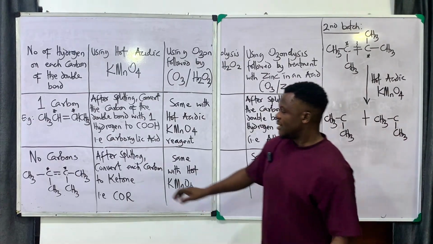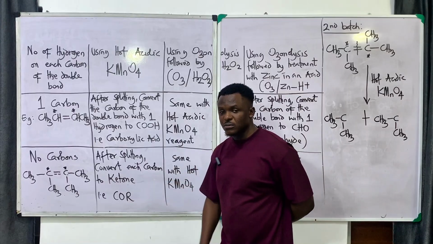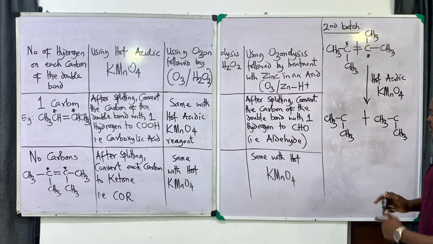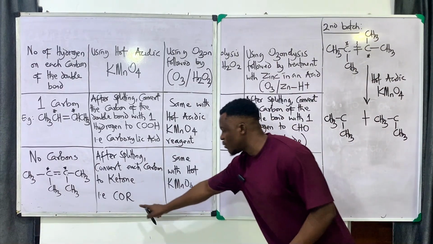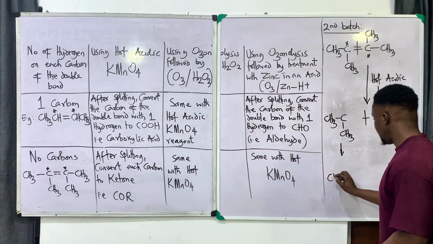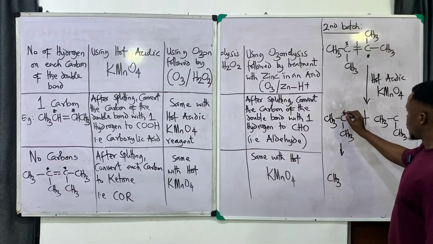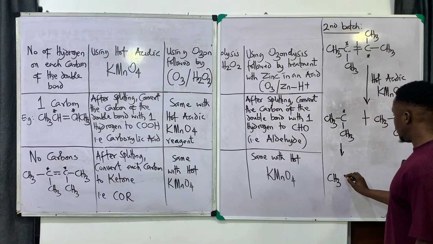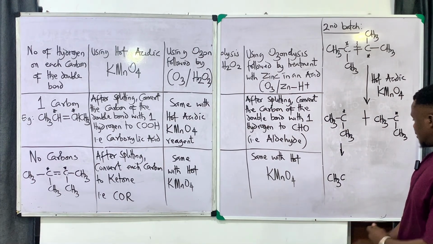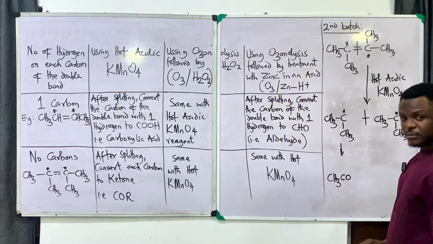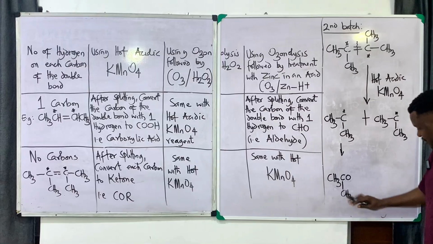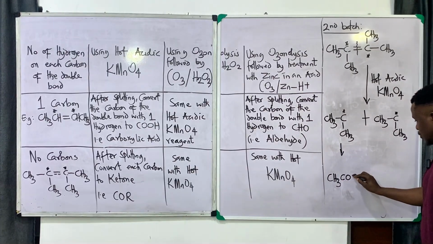Now the rule says, after splitting, convert each carbon to ketone. Converting it to ketone is simply by adding oxygen here. All right. So ketone is COR, where this R is another carbon. So this is what it means. So this is CH3. Now this is the original carbon of the double bond, right? Now you put O in the middle. You can choose to still put your CH3 like this, or you can choose to put your CH3 here.